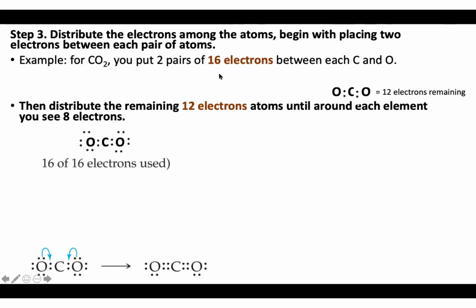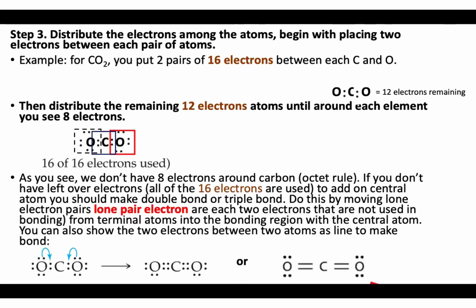So what we're going to do is transfer 2 electrons from each oxygen in the corner to the bonding region, which is in the center between carbon and oxygen. That's basically a rule. We should transfer 2 electrons. We just get help from oxygen. Carbon asks oxygen, please come and help me, sorry, I don't have enough electrons. So oxygen transfers 2 electrons to the center between carbon and oxygen.